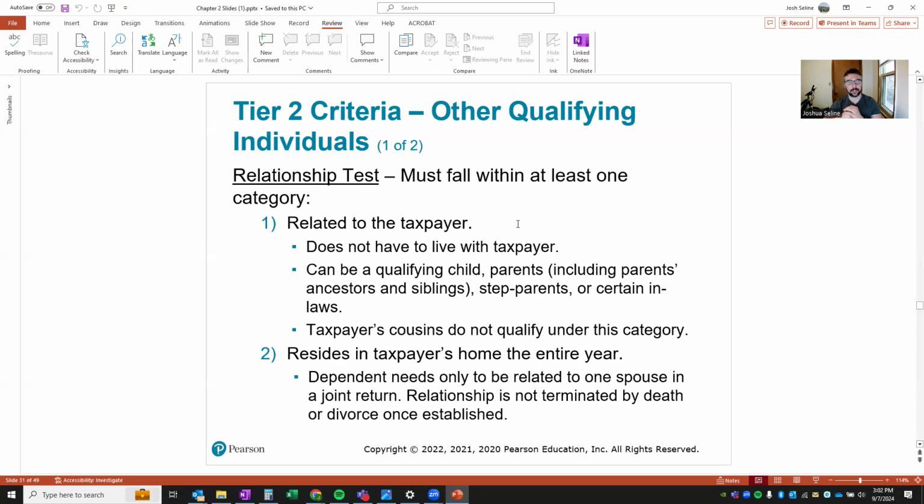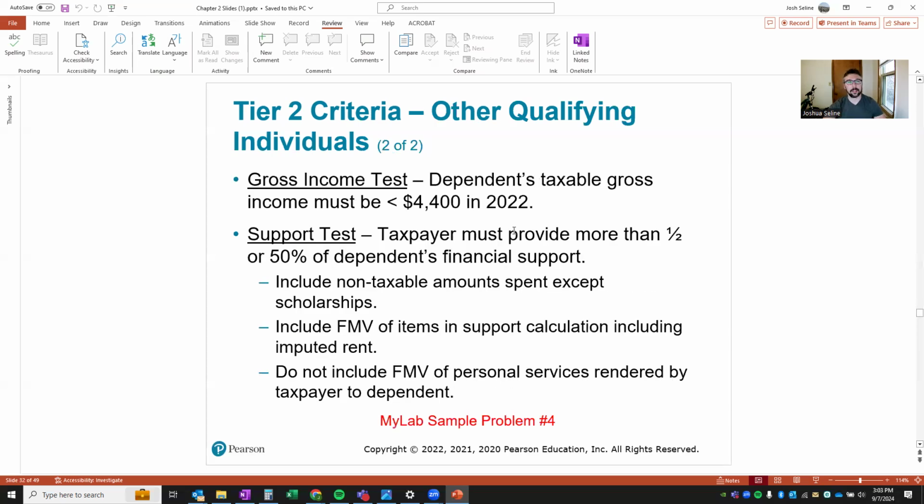Resides in the taxpayer's home the entire year, families related to one spouse jointly. If you have someone who marries someone with a kid, they would be stepfather or stepmother to this child. They would still be a qualifying individual, a qualifying dependent.